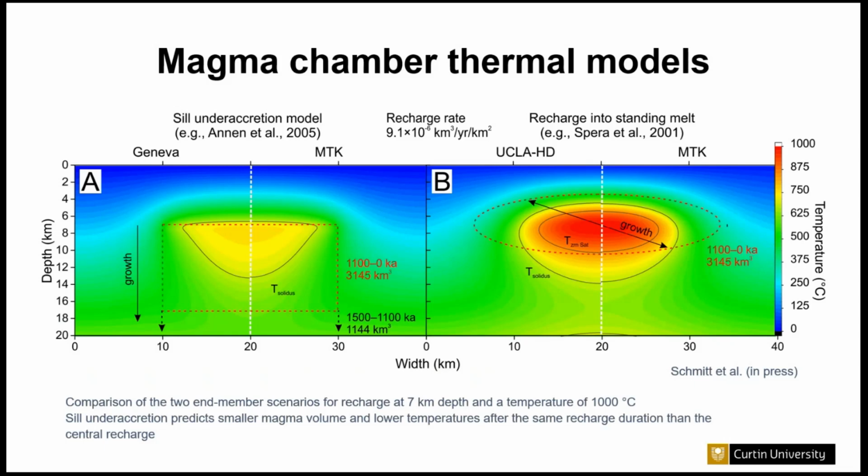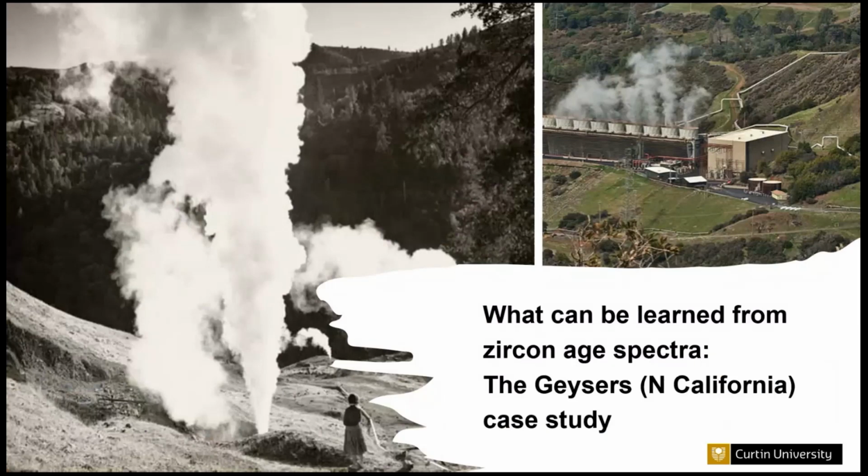Okay, so after all this, I hope I didn't cause too much confusion and you start losing trust in your zircon ages. But I want to make the next step and show you, in this case study, that it's not only a nuisance that we have this protracted zircon crystallization, but we can actually use this information to get insight into magmatic processes. So what can we learn from this zircon age spectrum? Now this is again the picture that I showed earlier. We're going now to Northern California. This is the Geysers geothermal field.